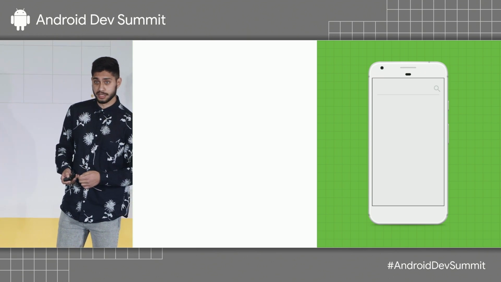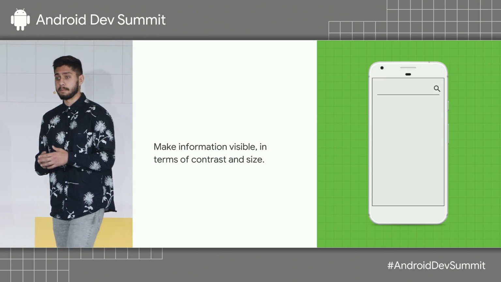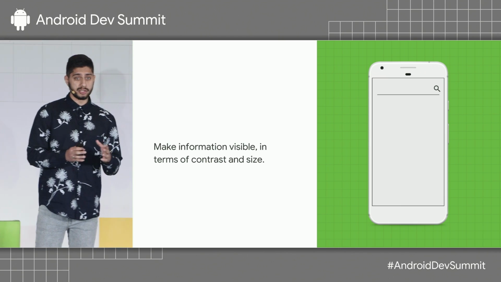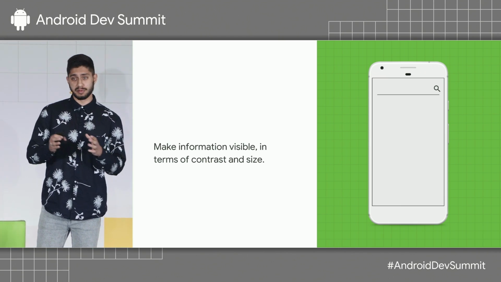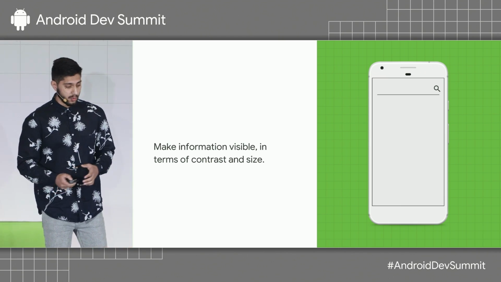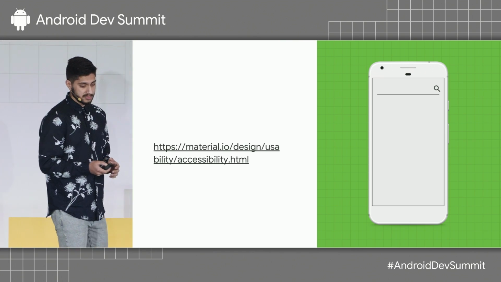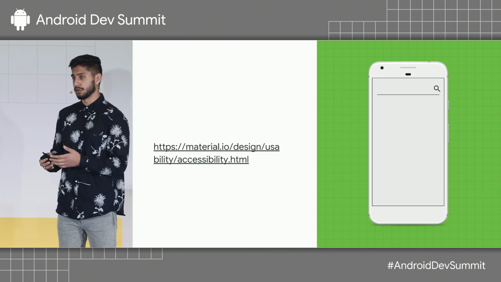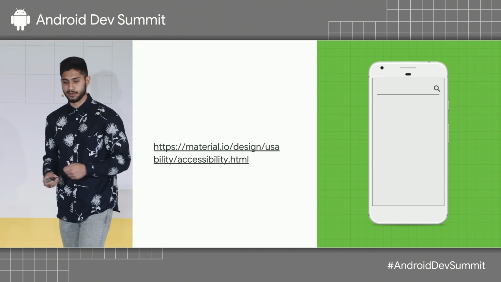So what we should do is we should darken it up. And just like that, many more people are able to use our application. The goal here is make sure all of your information is visible in terms of size and contrast. And if you want concrete guidelines on this, you can go to the material website, and we can give you contrast ratios in different circumstances, and also hard numbers in terms of size, like the 48 by 48.